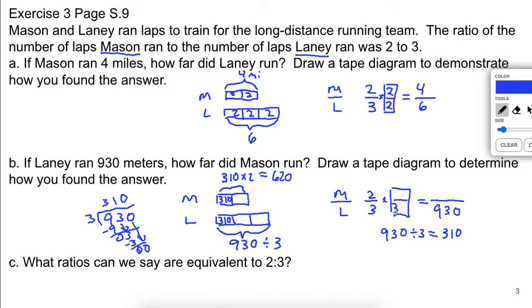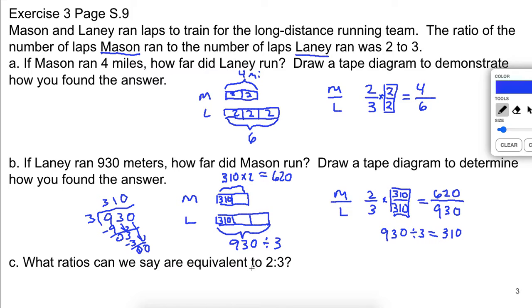So it's 310 and 310 that we times both those by. And so we end up with 620 is what we multiply both those by. So again, multiplication method or the other method there.